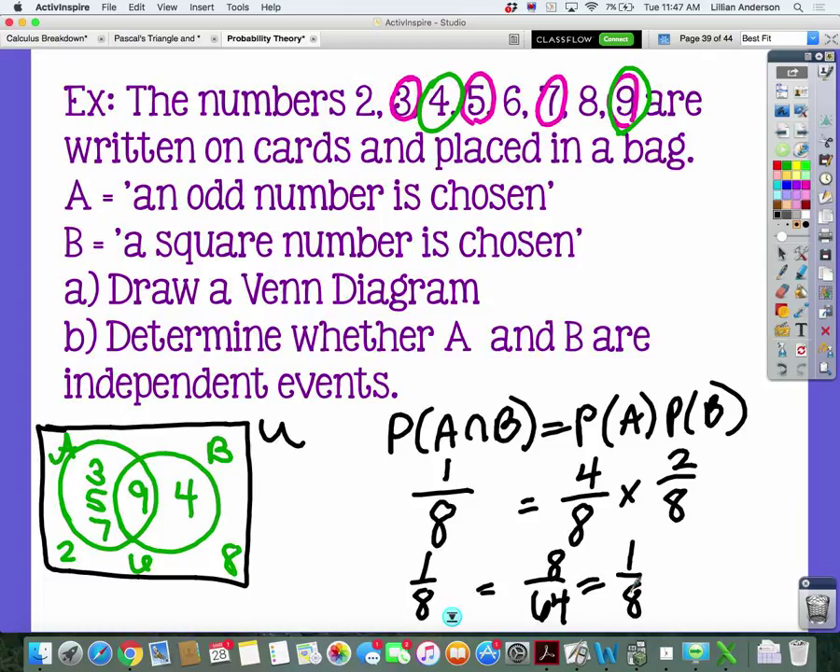So, are these events independent? Oh, yes, they are. Does everybody see how independence works? Whenever it says independent, it means one can happen without the other happening. Mathematically.